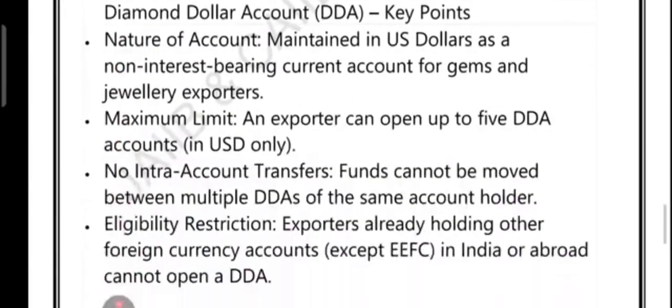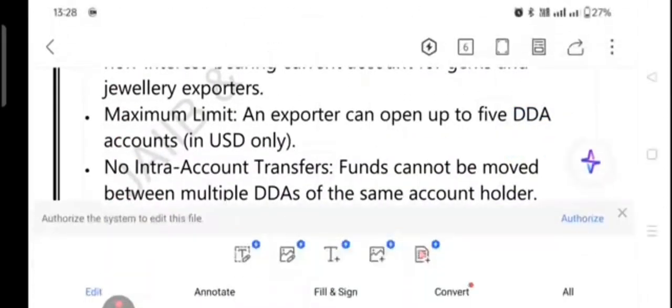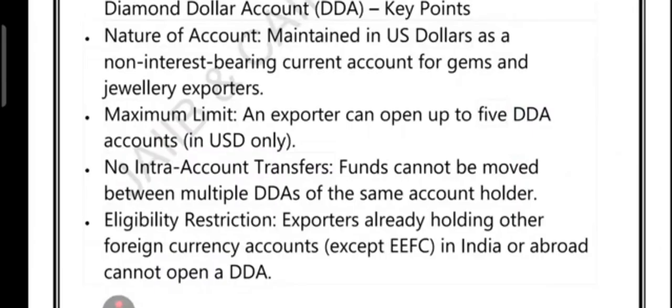Now let's talk about the DDA account, that is called the Diamond Dollar account. Let's discuss this key point. It is a special US dollar current account for gem and jewelry exporters. It does not pay interest, but you can keep 100% of your export earning in it. You can open up to 5 such accounts, but you can't shift money between them.